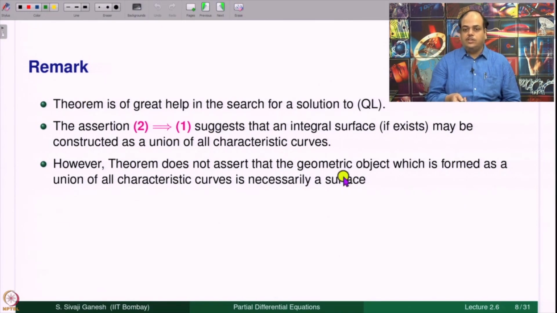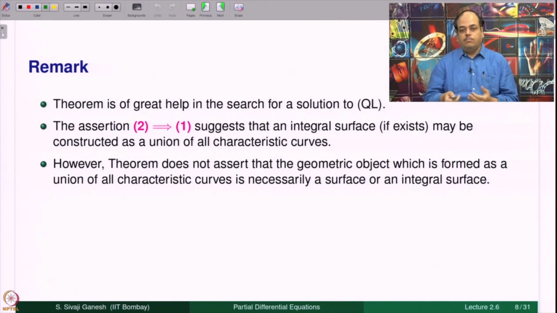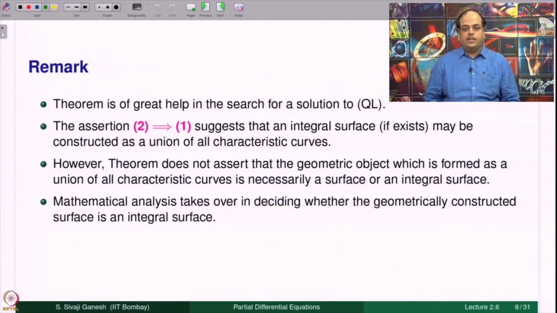It does not assert that the geometric object which is formed as a union of characteristic curves is necessarily a surface. That means there is a u hidden behind that, such that the third component is a u of the first two components x, y. And moreover, even if it is a surface, it is not clear whether it is going to be an integral surface. So, here surface means z equal to u(x, y) for some function u, that is what we mean in both of these. Now, mathematical analysis takes over in deciding whether the geometrically constructed surface is an integral surface or not.